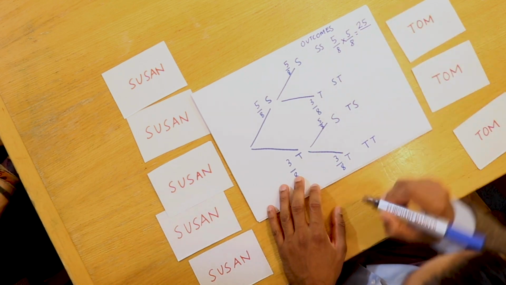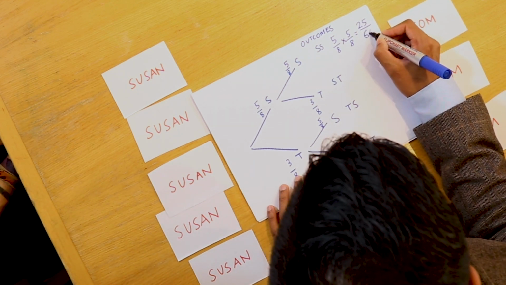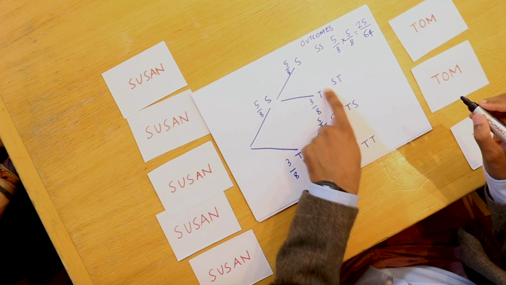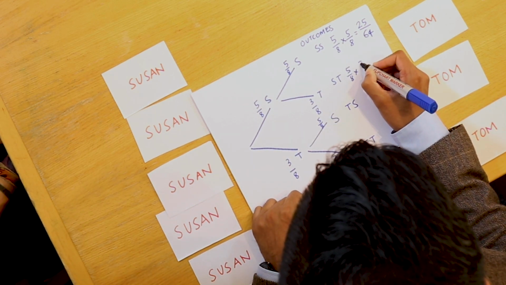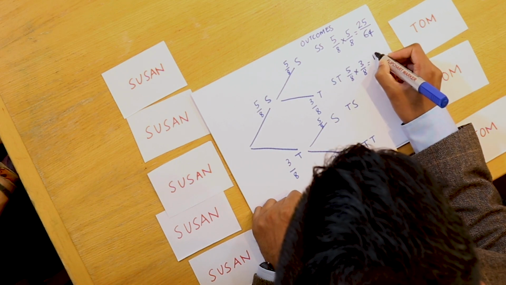And this time I do want you to do some mental arithmetic. There are no calculators for this. So multiply the numerators, 5 times 5, 25. 8 times 8, 64. Good. And then for Susan and Tom, that will be 5 over 8 times 3 over 8, so that's going to be 15 out of 64.